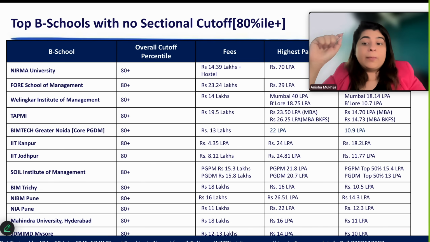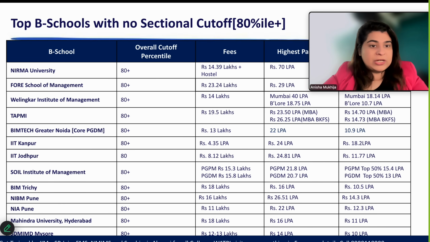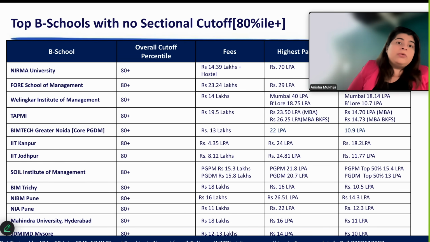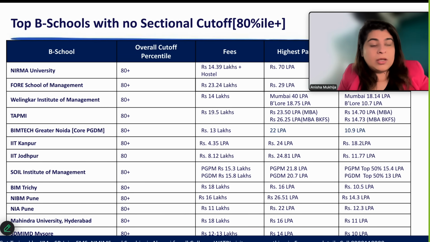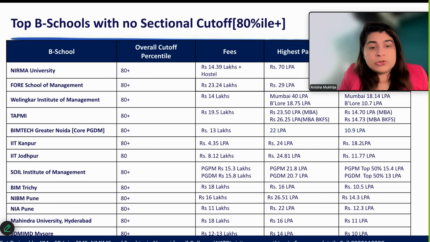Then you've got BIMTech, which is located in Greater Noida. इधर भी बहुत सारे स्पेशलाइज्ड प्रोग्राम्स हैं, like sectoral specific. Nowadays there is a lot of demand for sector specific programs. So we have the core PGDM, जिसका 80 percentile plus would be the sectional cutoff, मतलब overall cutoff. The other programs, you have retail, you have insurance, इनका और कम हो सकता है to like a 70 to 75 percentile.